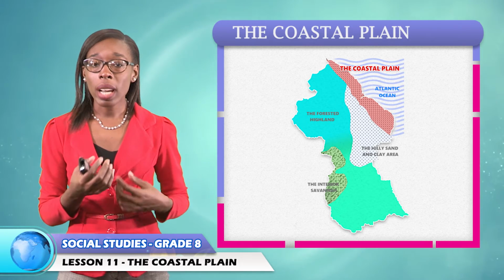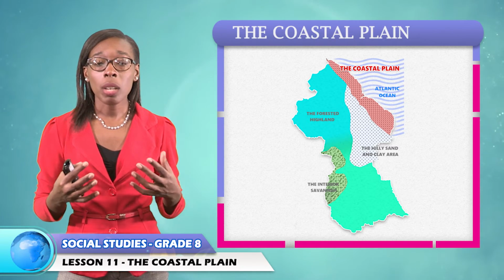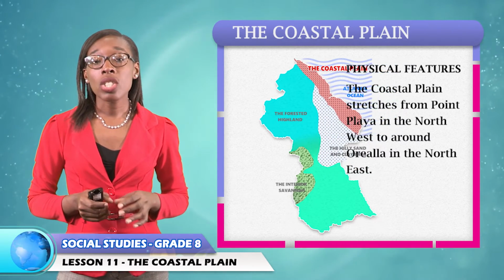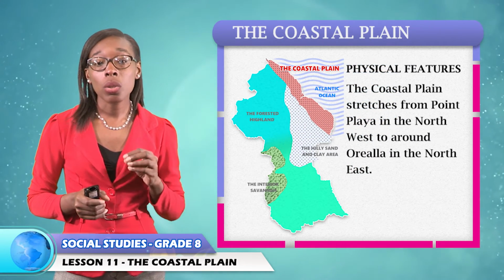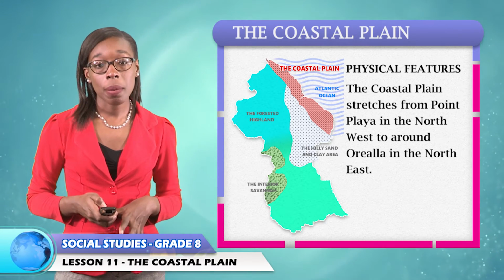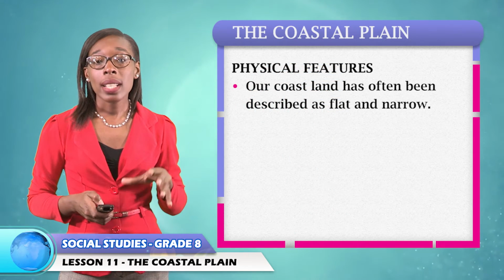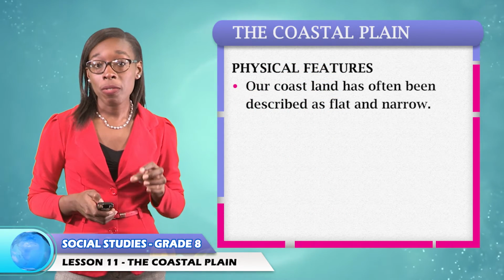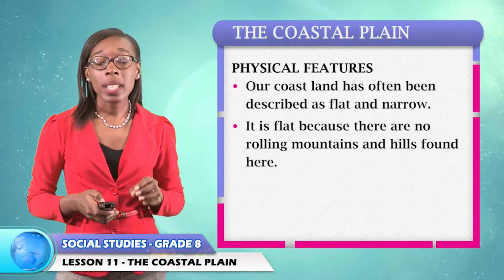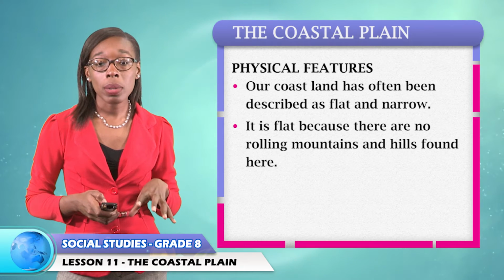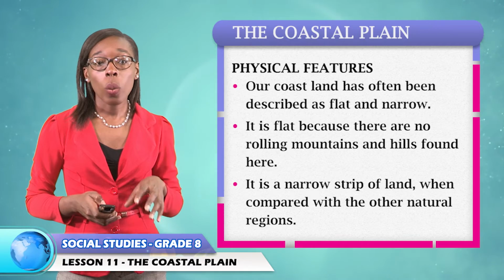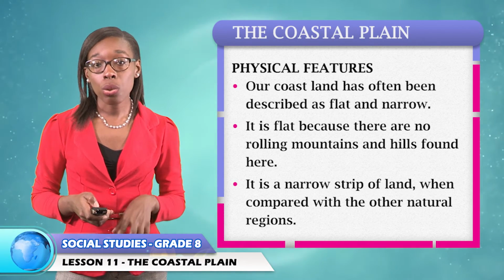When we speak of describing the coastal plain, one of the areas that we want to touch on is the physical features. The coastal plain stretches from Point Playa in the northwest to around Oriala in the northeast. Our coastline has often been described as flat and narrow. It is flat because there are no rolling mountains and hills found there. It is a narrow strip of land when compared to the other natural regions.